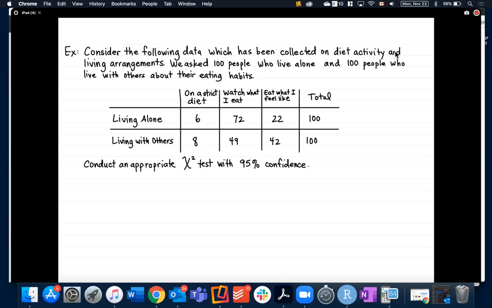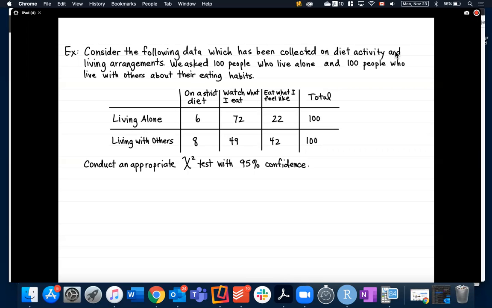Okay, so we've got the following example. It says, consider the following data which has been collected on diet, activity, and living arrangements. We asked 100 different people who live alone and 100 people who live with others about their eating habits. And we recorded here whether they said they were on a strict diet, whether they watch what they eat, or whether they eat whatever they feel like, okay? And we're going to go through and conduct an appropriate chi-squared test with 95% confidence.